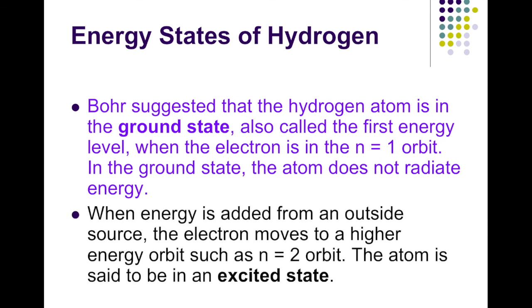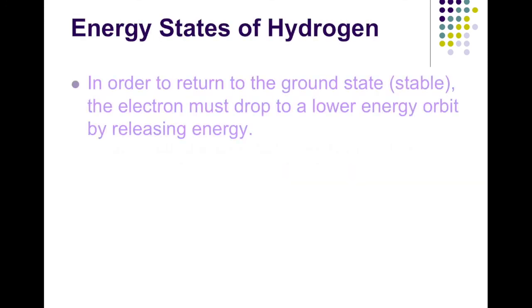And when energy is added from an outside source, like we had for the flame test lab that you just did, the electron moves to a higher orbit, such as the n=2 orbit, and the atom is said to be in an excited state at that point. After that, in order to return to the ground state to be more stable, remember, all atoms want to be stable, the electron must drop to a lower energy orbit by releasing energy. How does it do this? Either through heat or through light, but most of the time it's going to be light.